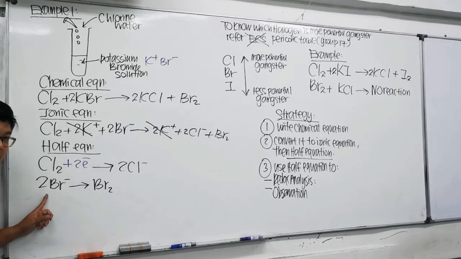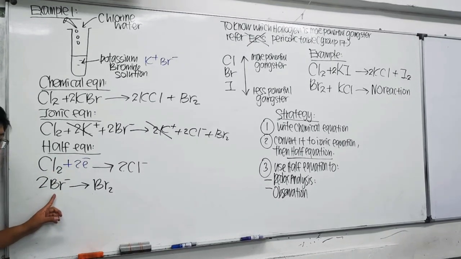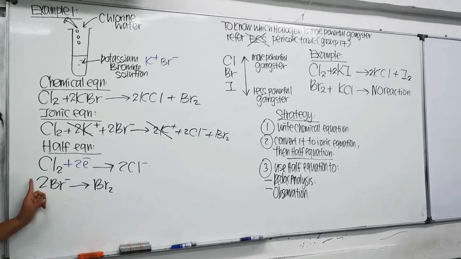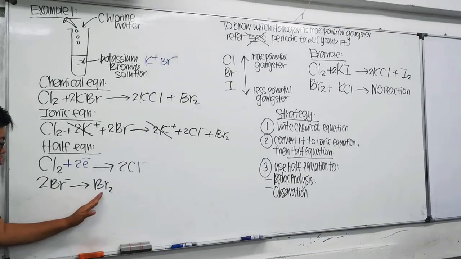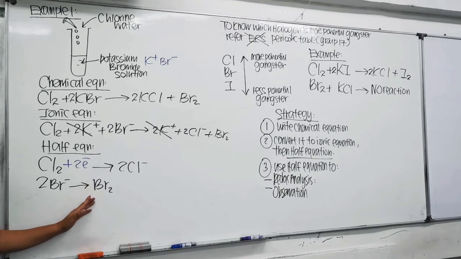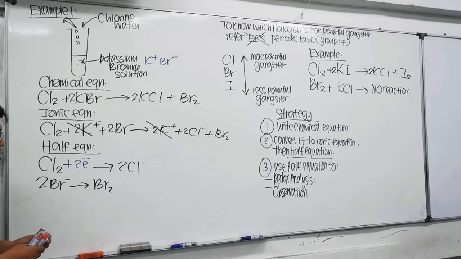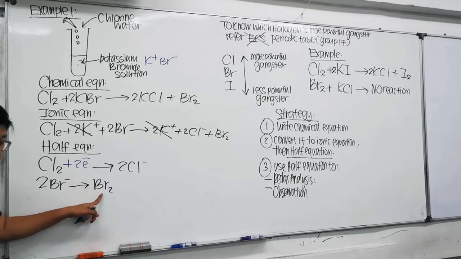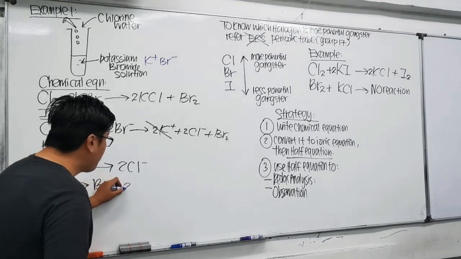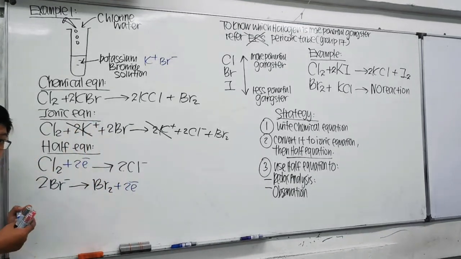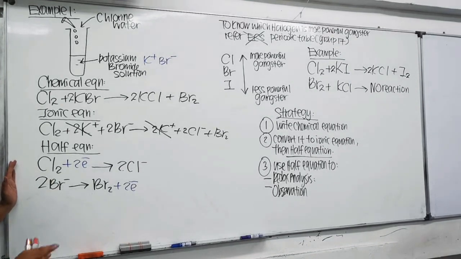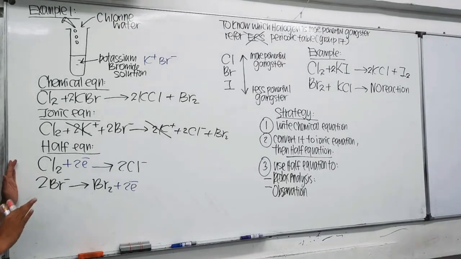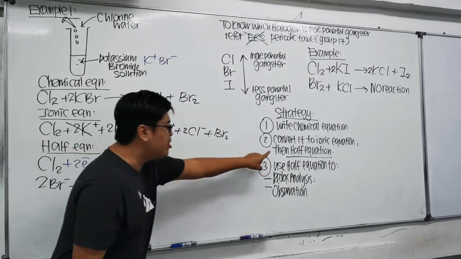Second, what about this one? The total charge of the bromide is negative 1 times 2, which becomes negative 2. The total charge of the bromine is 0. Negative 2 and 0 differ by 2. 2 electrons is what we need. The electrons should be put on the more positive side. 0 is more positive than negative 2. Therefore, we put the electrons on the right-hand side. So far so good. We have successfully obtained the half equation. For me, whenever you can get a half equation, it's always good news. Clear? So now we have the half equations that we want.